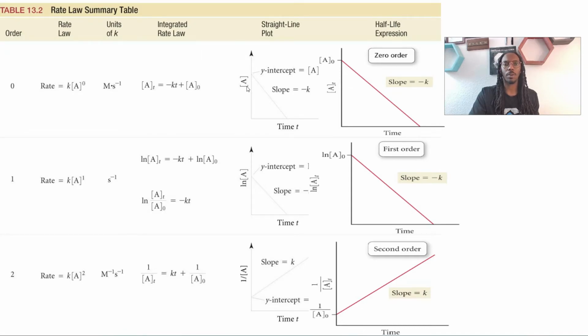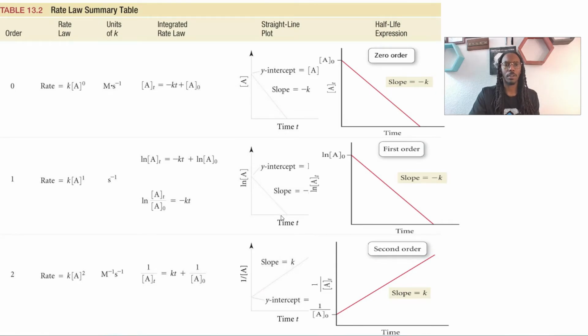So for zero order, you're going to have your concentration on your y, your time still on the x, but then our slope is going to be negative k, and our y-intercept is going to be this initial concentration of A, all right? And then we could just see the half-life expression as well, too.